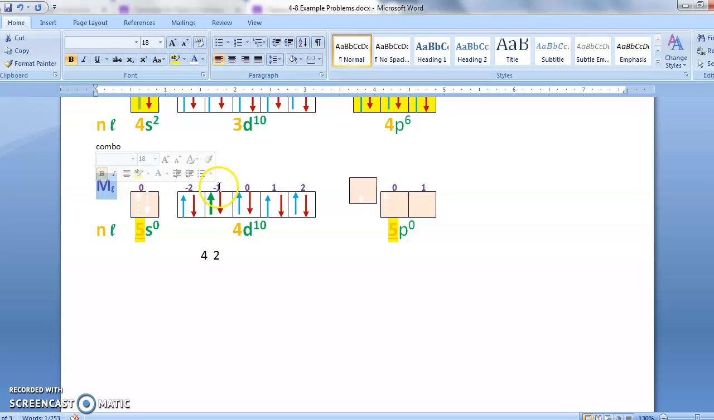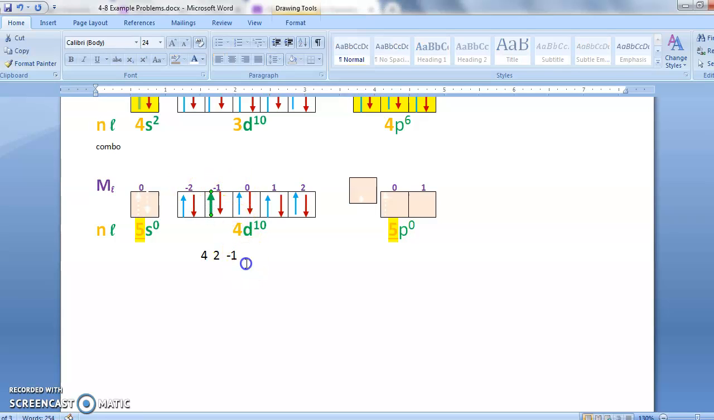Well, we are in the -1 orbital right here. That is the number above the box. There are 5 d orbitals. The number above is telling you which one you're in. This one, the arrow's going up again, so we would call that a +1/2.